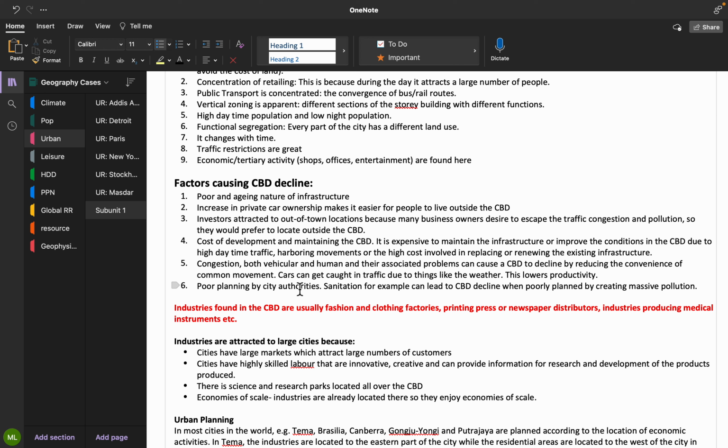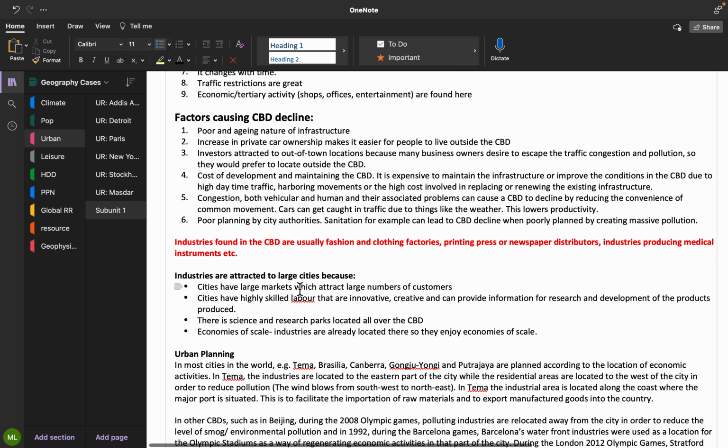And number four is the cost of development and maintaining the CBD. The CBD has an influx of people, so to not maintain it is not a given. You have to maintain it for people to live there. It's supposed to be habitable. But it gets expensive to maintain the infrastructure or improve the conditions in the CBD due to, again, traffic, harbouring movements, or the high cost involved in replacing or renewing the existing infrastructure.